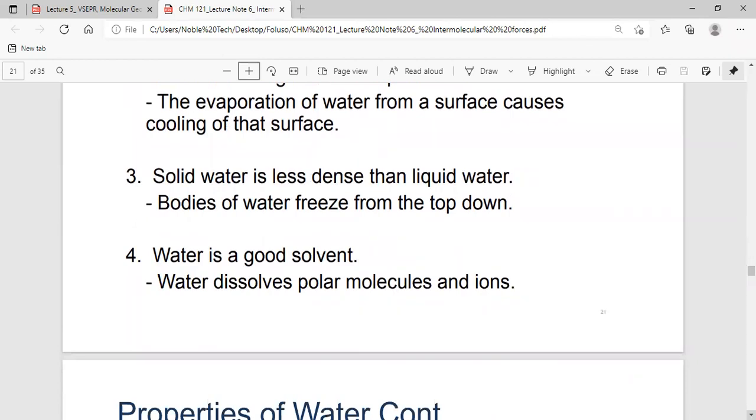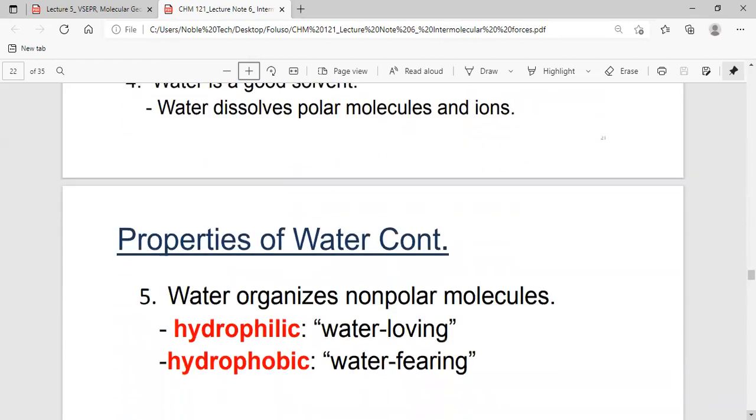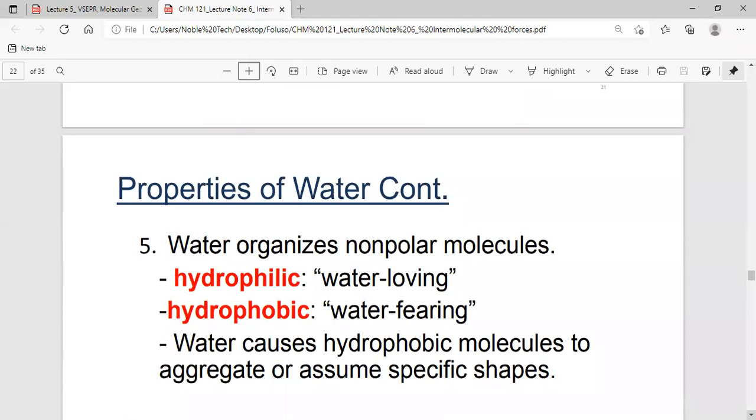Then it is also hydrogen bond that makes water a very good solvent. Water dissolves virtually all polar molecules and all ions because of the presence of hydrogen bond. It gives water a very strong ability to dissolve, or to hydrate and solvate, ionic bonds, and also to dissolve polar compounds.